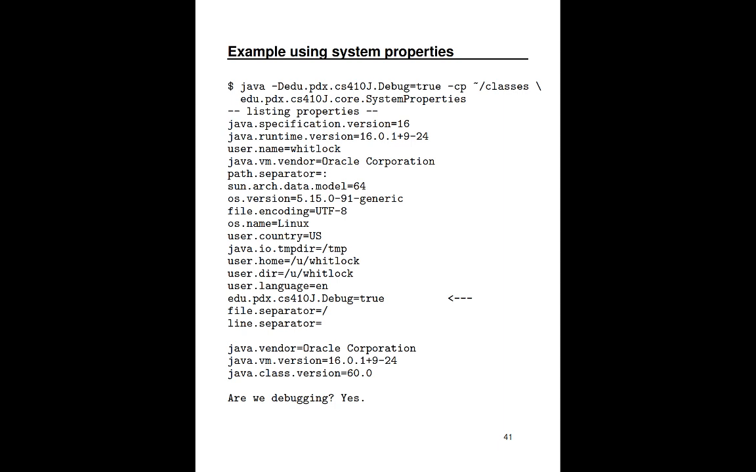But if you look towards the bottom, the ones right above the file separator, you'll see that edu.pdx.cs410j.debug is set to true. So that's the thing that we put on the command line, and now it's represented in this list of system properties. So if we go down to the very bottom of the slide, that's where we print out, hey, are we debugging? The answer is yes. So using system properties is a way to enable debugging or other diagnostic or logging information for your Java programs. And you'll see that a lot as you work with third-party software.